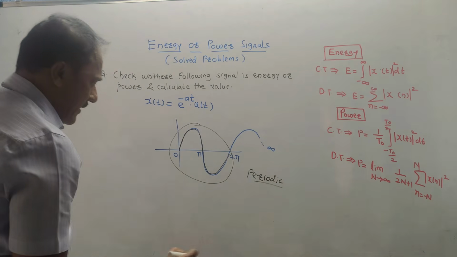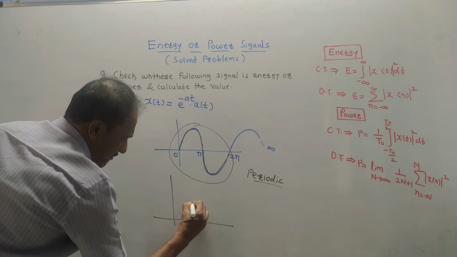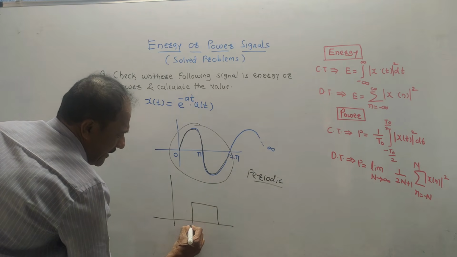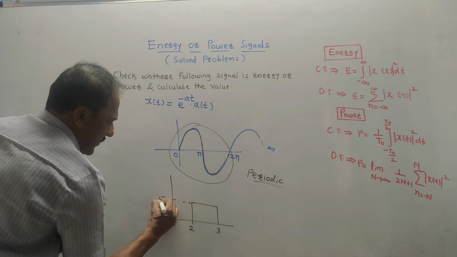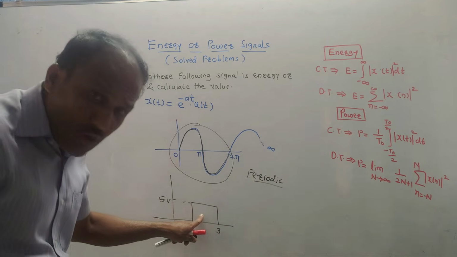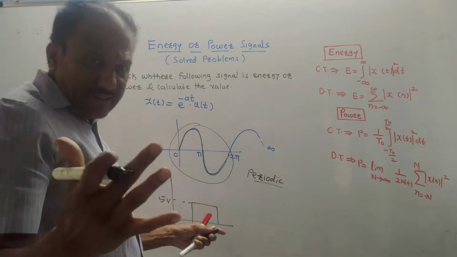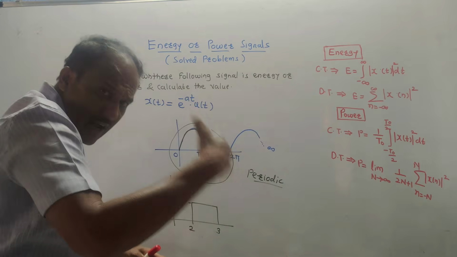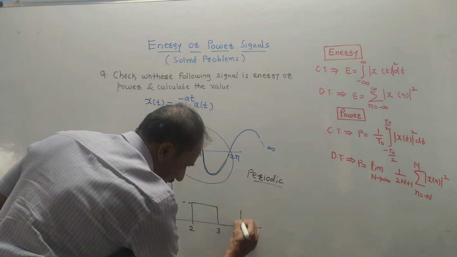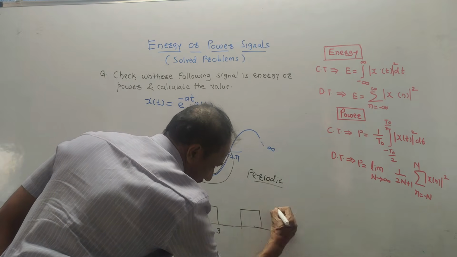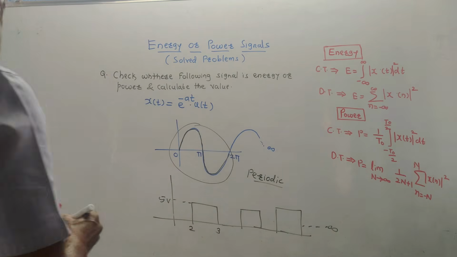On the contrary, if I have a signal like this, a simple diagram, this is the given signal, existing from 2 to 3 seconds and having some amplitude, say 5 volt. It is not a periodic signal because it is a single pulse. Do remember the basic thing: if a signal is repeating after some time, then and only then it is periodic. If I draw more pulses like this, continuing till infinity, it would have been a periodic signal.